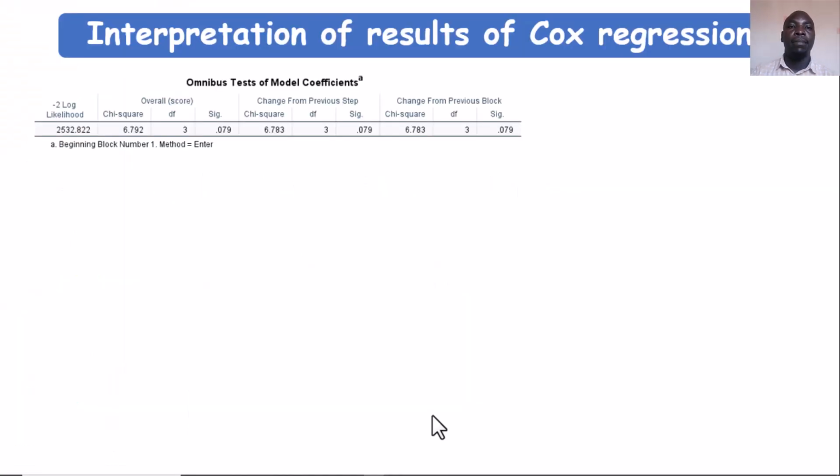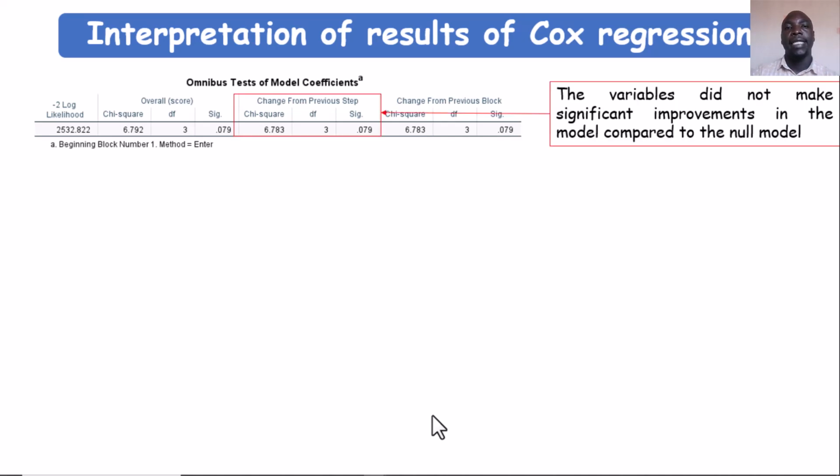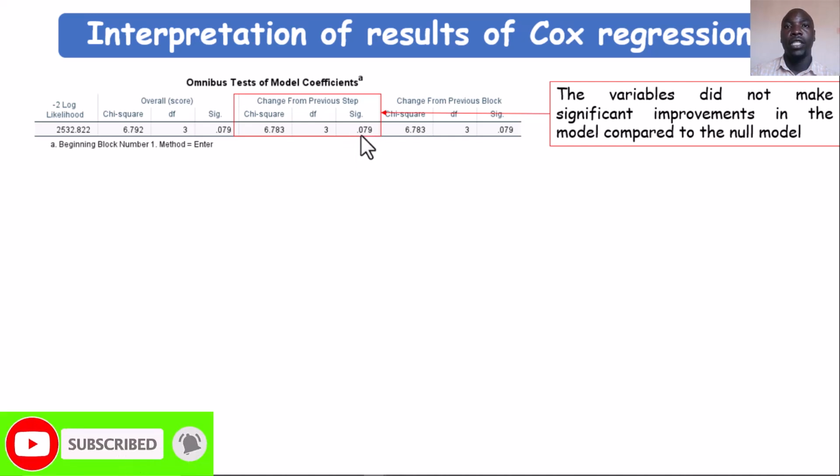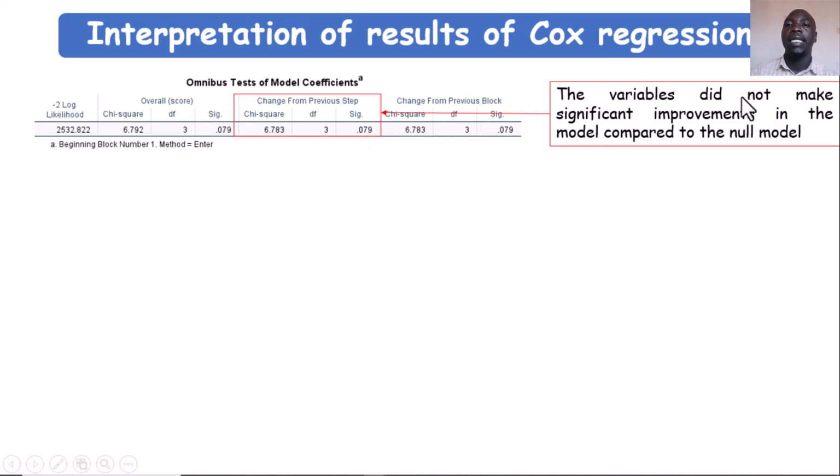We saw the first table as omnibus test of model coefficients, which tests the goodness of fit for our model. If we have a p-value that is non-significant, the way we have it here, above 0.05, the usual alpha value, it is indicating that the variables did not make significant improvements in the model compared to the null model, the model without any variables. So this suggests that our model was not a very good fit for our data.